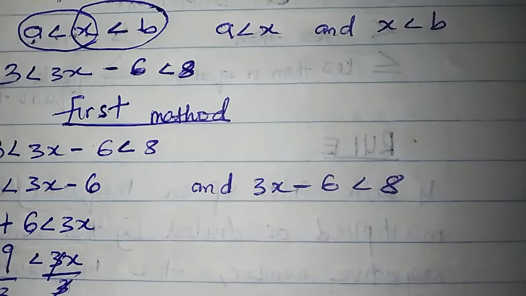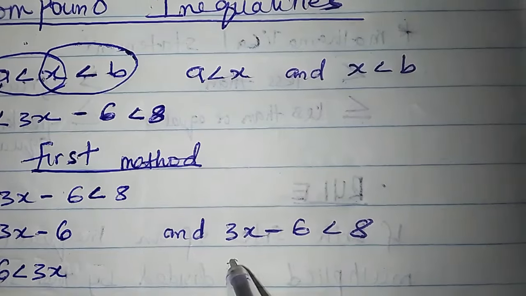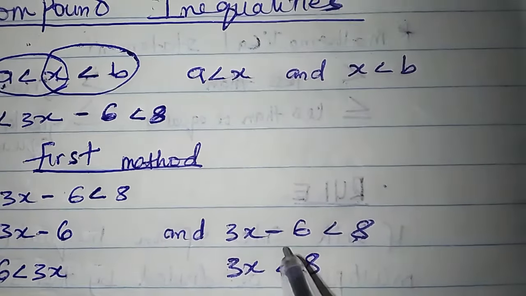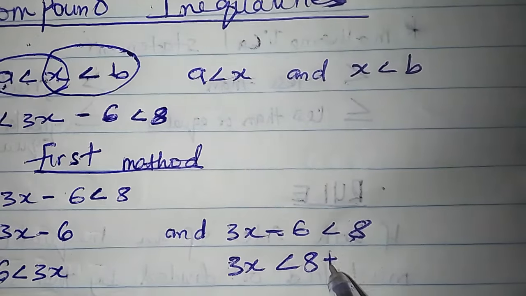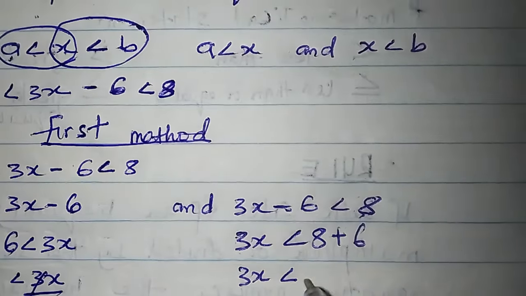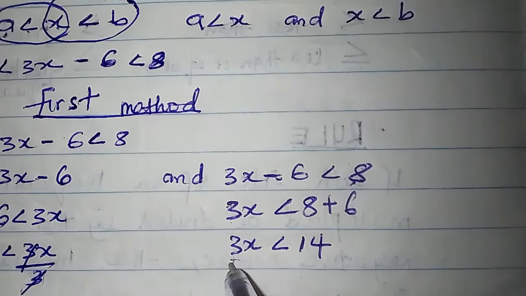Then for the second one, collecting like terms now, 3x is less than 8. The minus 6 will cross, turn to plus 6. So 3x is less than 14. So divide both sides by 3.